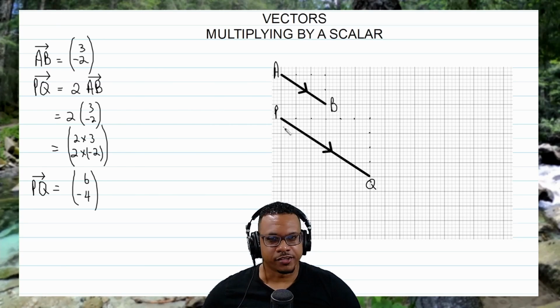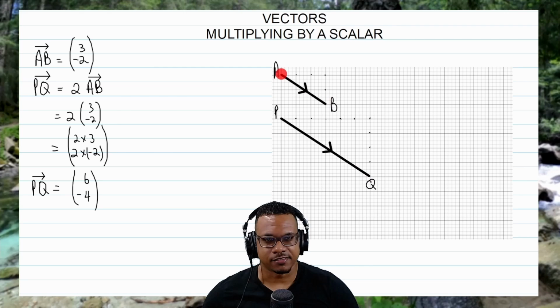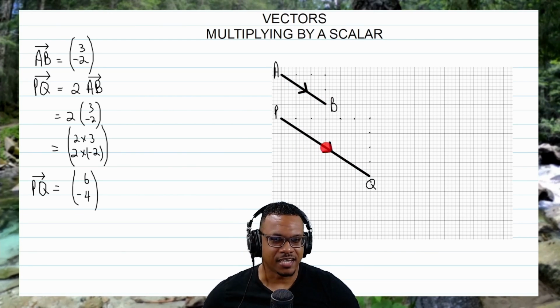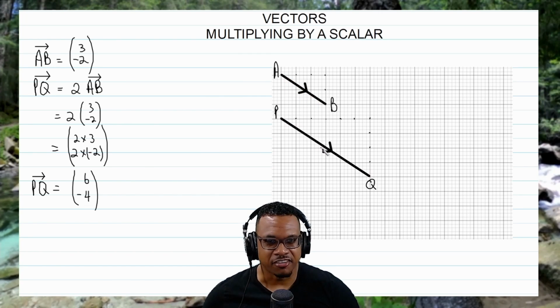So now that I have the drawings for the vector AB and the vector PQ, we can see that the vector AB and the vector PQ have the same direction because the arrow is pointing the same direction. Also, we can see that these two vectors are parallel. The only difference is that the length of AB is shorter than the length of PQ. And remember, the length of the vector is the magnitude of the vector. So PQ has a bigger magnitude than AB, but they have the same direction.